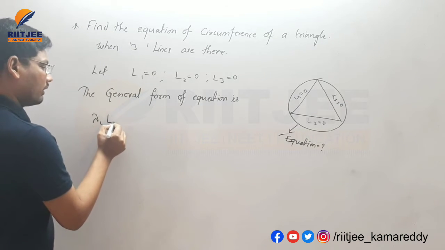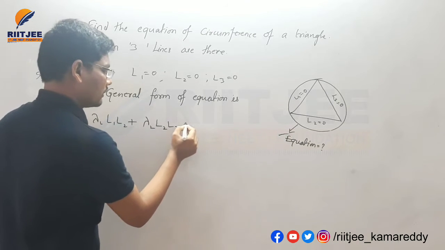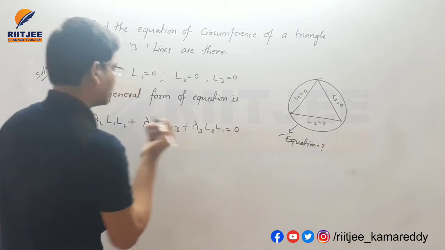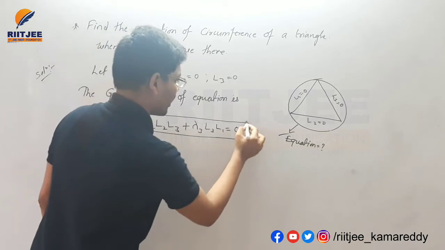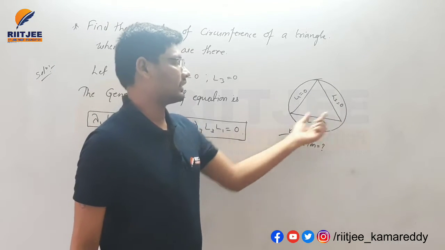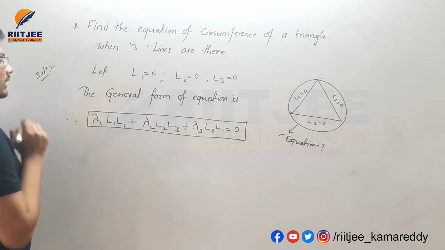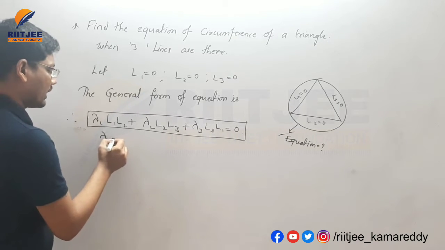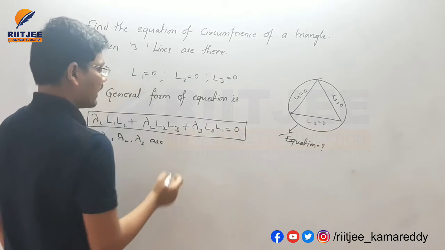lambda 1 into L1 L2 plus lambda 2 into L2 L3 plus lambda 3 into L3 L1 is equal to 0. This is the equation of the circumcircle when 3 lines are given, where lambda 1, lambda 2, lambda 3 are values.